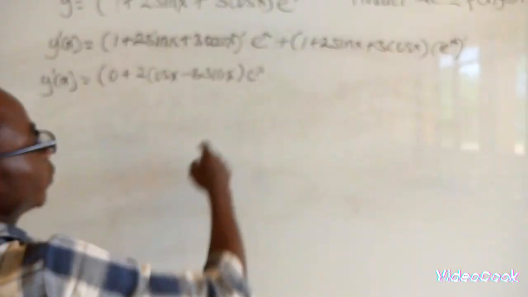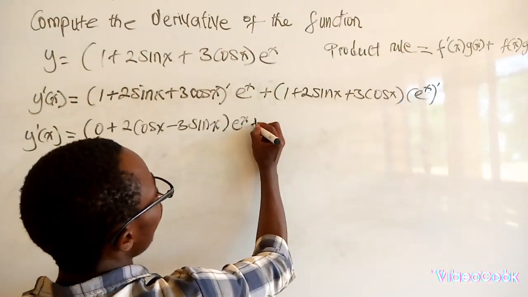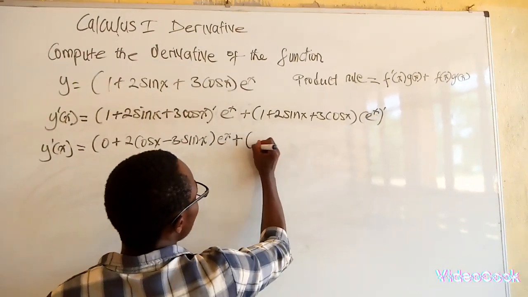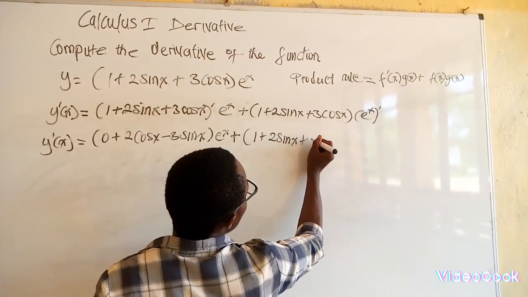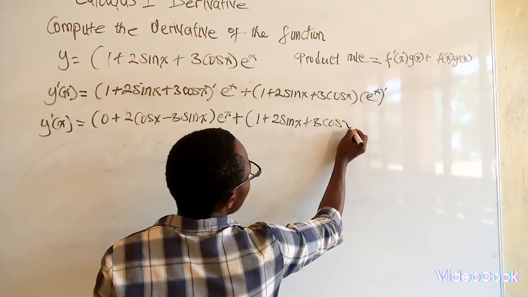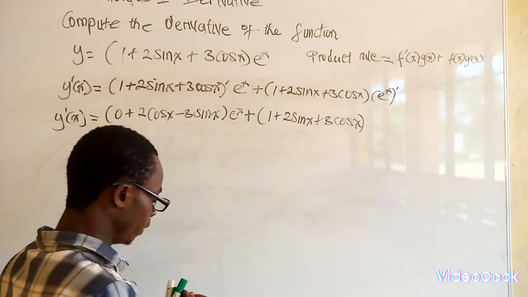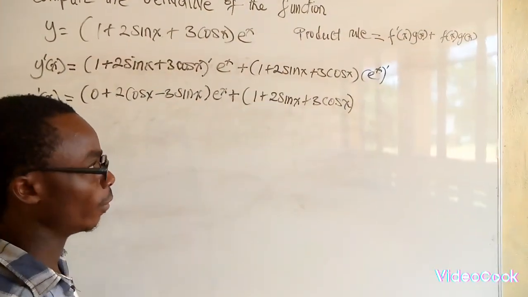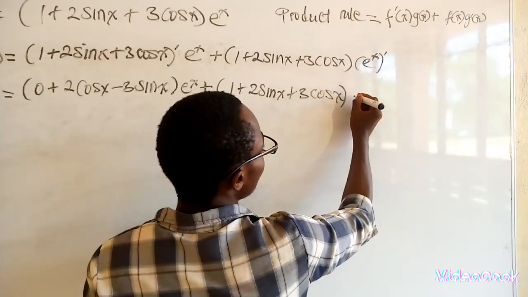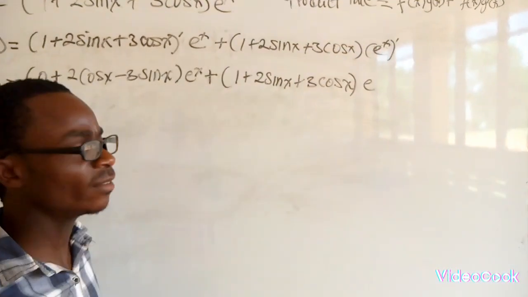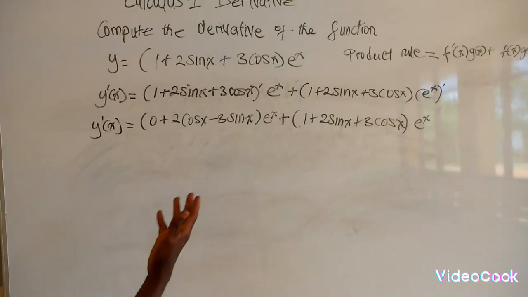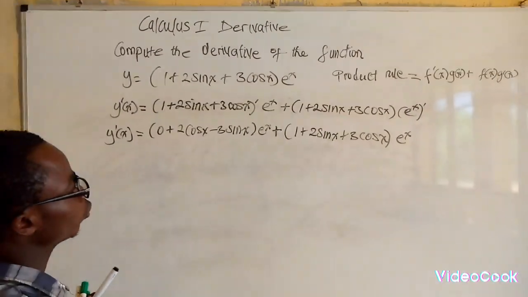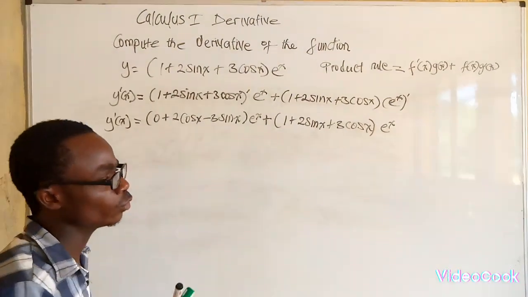Now the next term. We're going to have plus (1 + 2 sin x + 3 cos x) times the differential of e to the power of x, which is an exponential function. The remaining constant is the same term, so the differential of e to the power of x is e to the power of x. Now we have gotten this. What do we do next? The only thing we're going to do is collect like terms and combine the two equations.